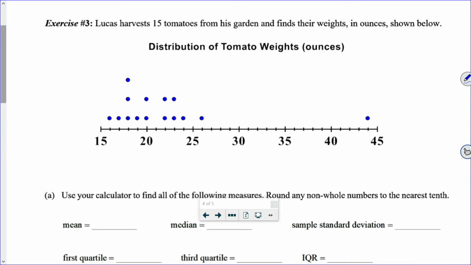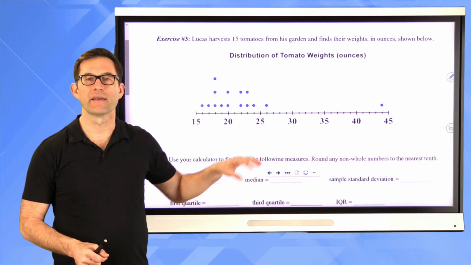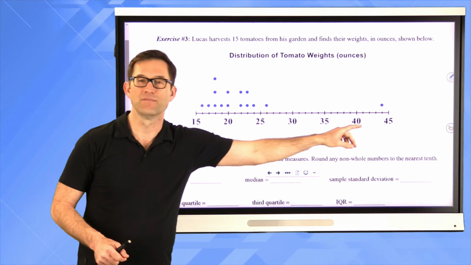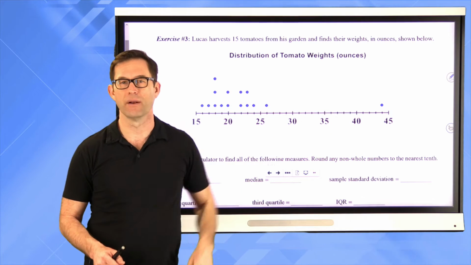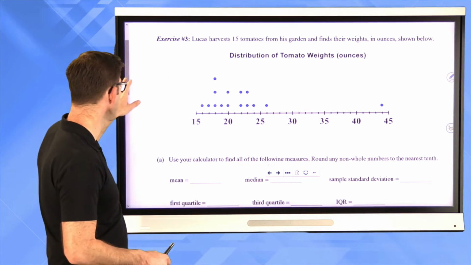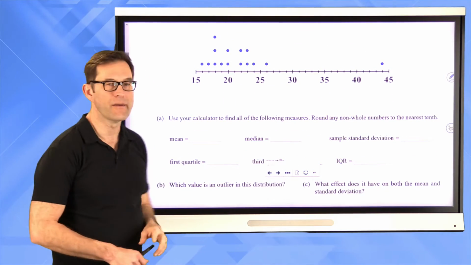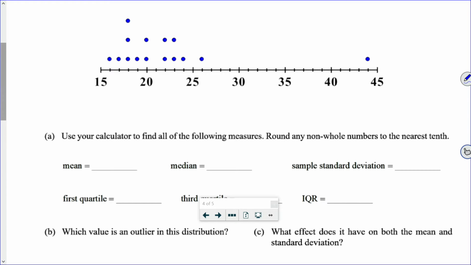Lucas harvests 15 tomatoes from his garden and finds their weights in ounces shown below. All right, so Lucas has 15 tomatoes. Most of their weights are in this area, and then there was this one monstrous tomato that he pulled off. Okay? Letter A. Use your calculator to find all of the following measures. Round any non-whole numbers to the nearest tenth.